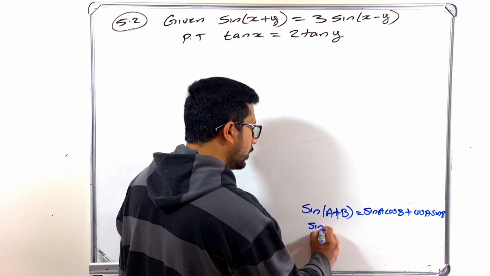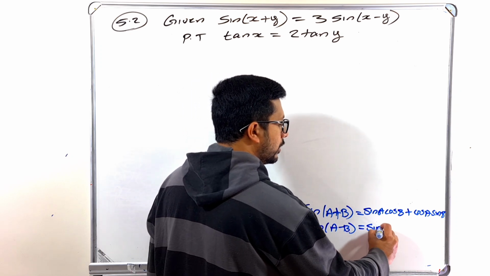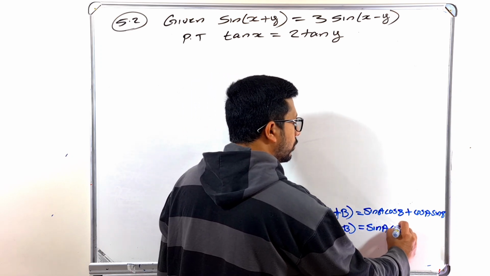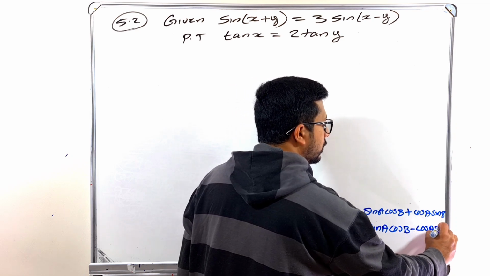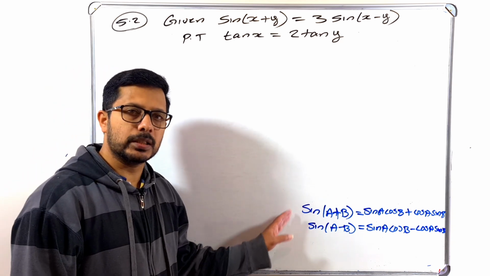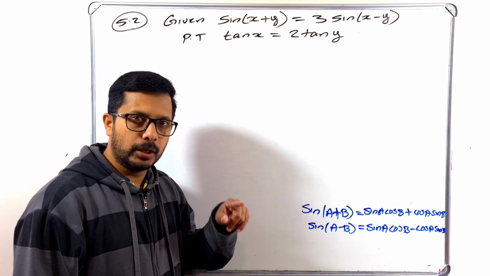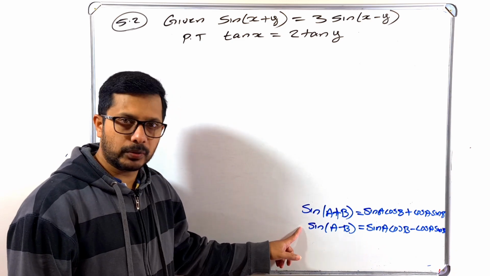Then what is sine of a minus b? The only difference is there, it is minus, that's all. Sine a cos b minus cos a sin b. So you have to know these two formulas. In case you have any doubts, you have to look at the back side of your question paper. In that formula sheet you will see this one.